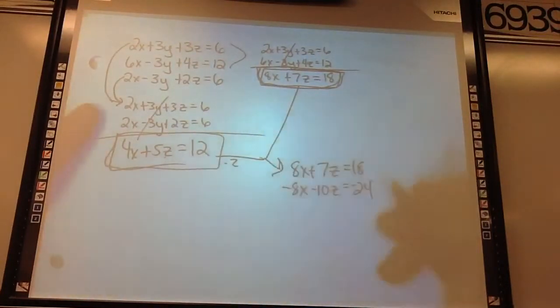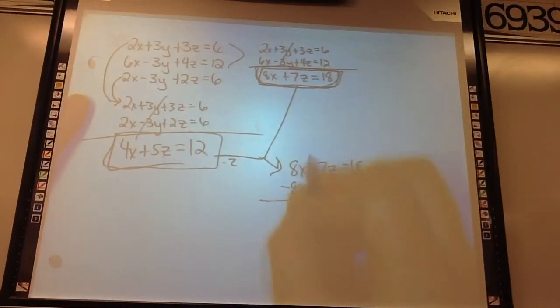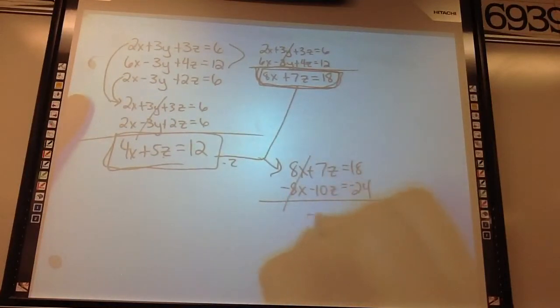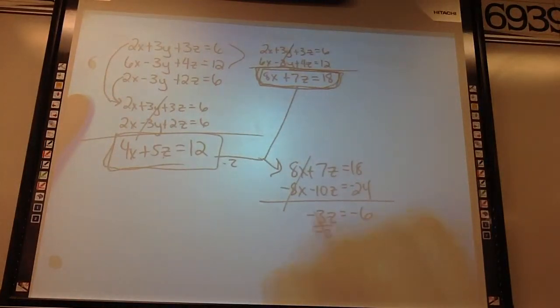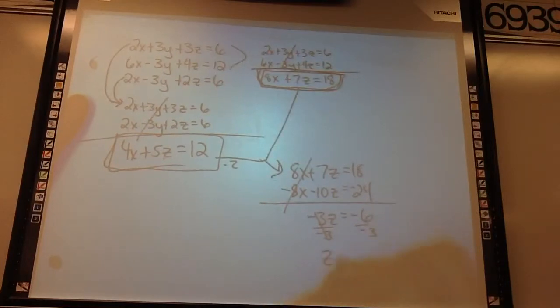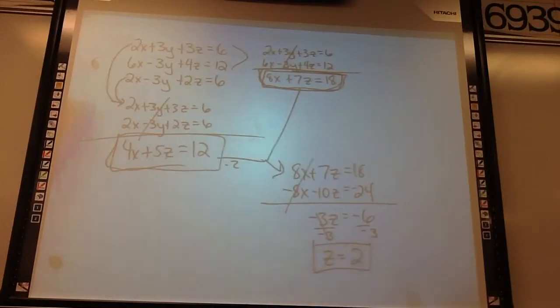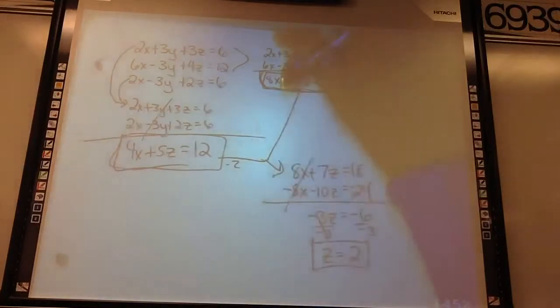Hold on, you're a step ahead. Do this down, so 0, 7 minus 10 is negative 3z, and 18 minus 24 is negative 6. Divide by negative 3. What did you get, Tim? Z is 2. Oh, now I understand.